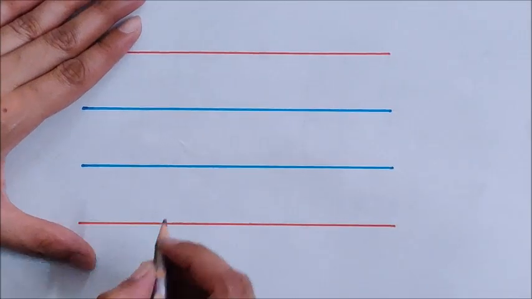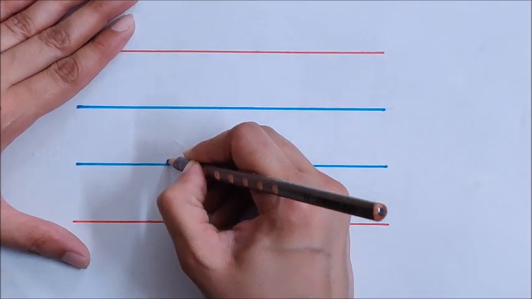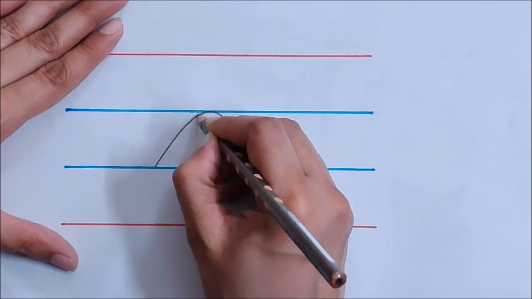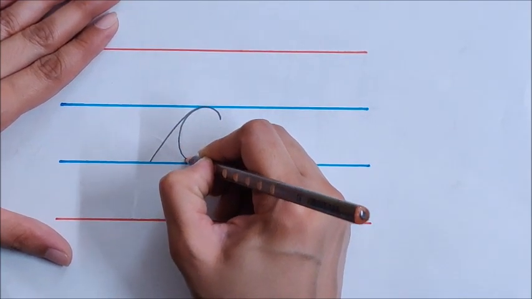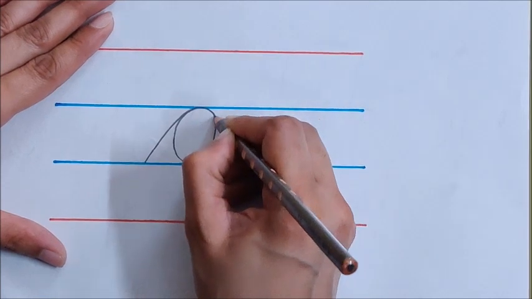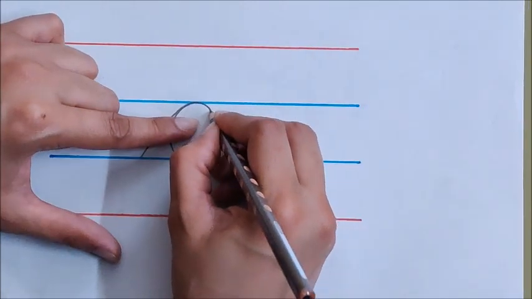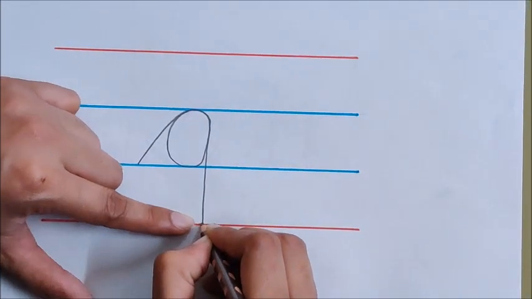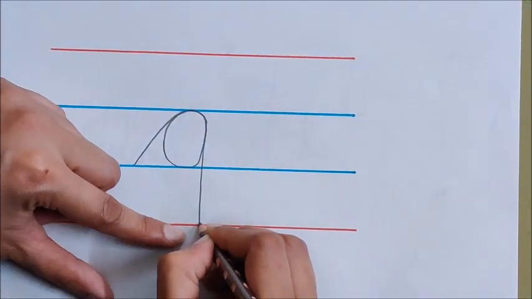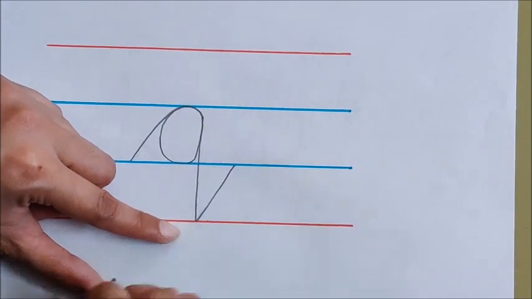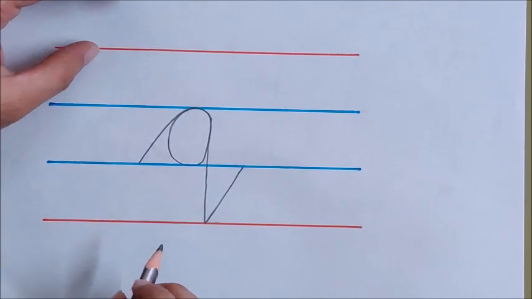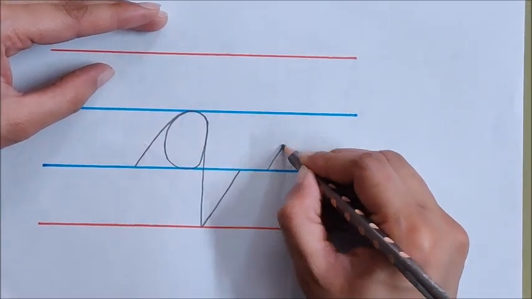To write letter Q, children, you will go up, come down, come back on the same line, again go up, and on the same line you have to come down. It should be straight. Touch the red line. Now you have to go up here like this. This is Qu. This is Qu, children. And don't write Qu like this.